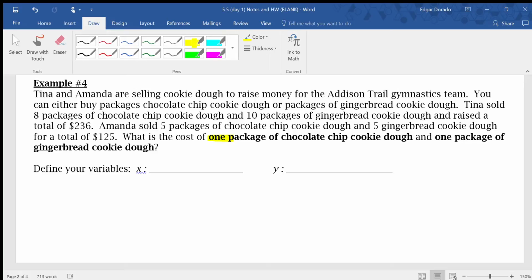So this looks like my first variable. This looks like my second variable. So let's go ahead and write both of those down. So my cost of chocolate chip will be X, cost of gingerbread will be Y. So cost per package of chocolate chip cookie dough.